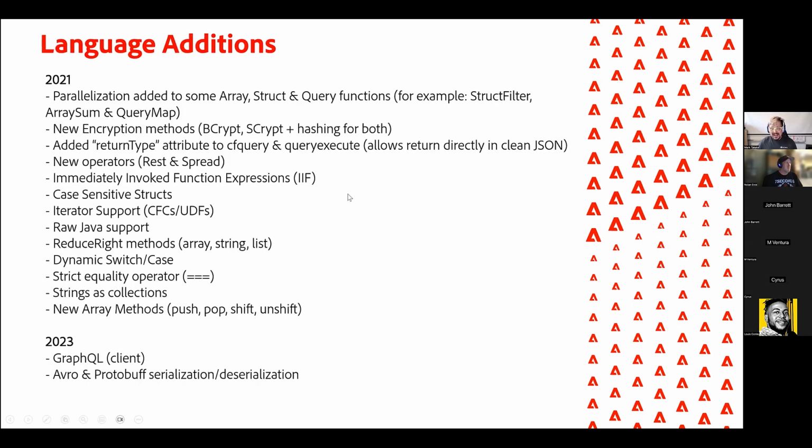Okay. This is a big one. This is a big list. And I'm going to try to get through this because there's a lot here. So 2021 was the year of the language editions. We had a lot of them. You might ask, why? Why in the world would you add all of these things in one year?